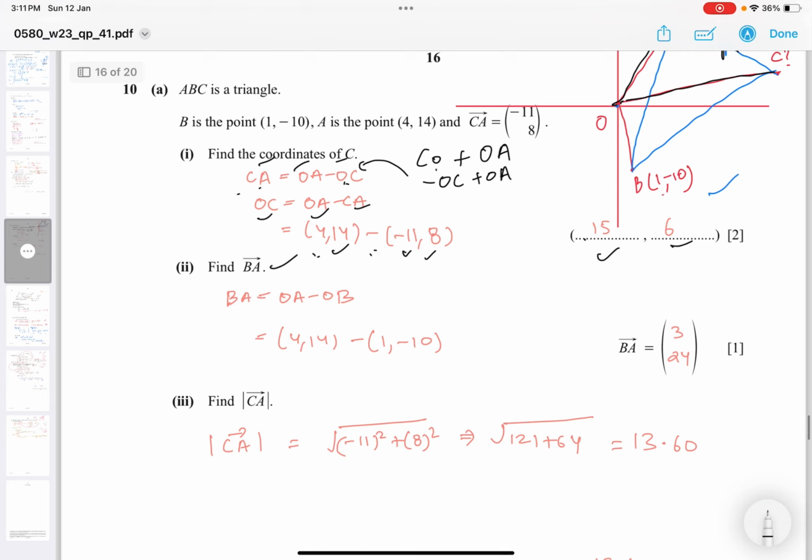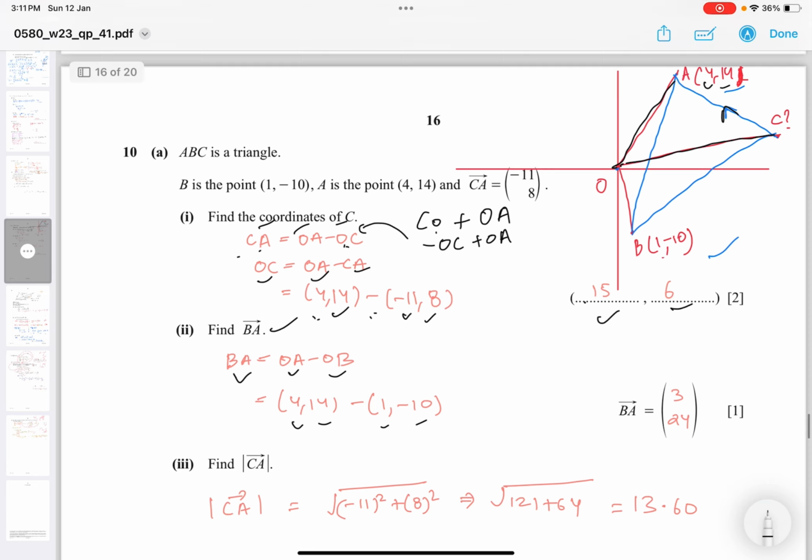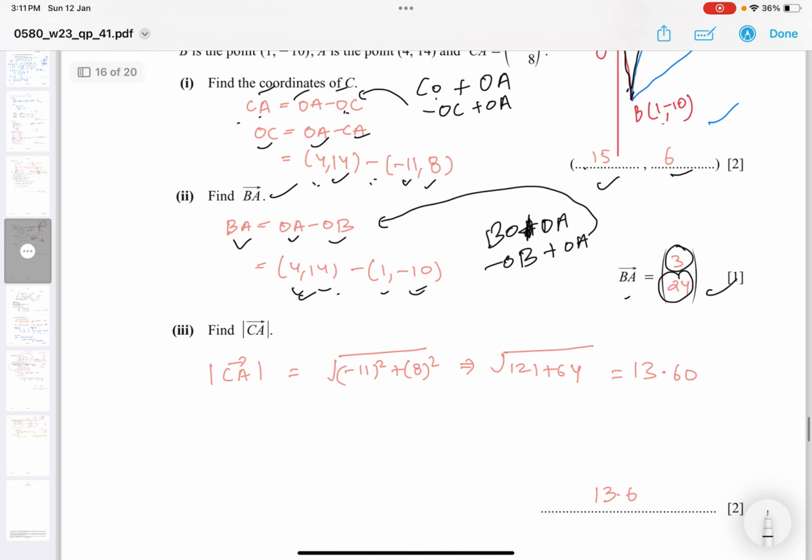Now let us move to find BA. In the same way, BA would be OA minus OB, and that would give us 4, 14 minus 1, negative 10. How come OA minus OB? We have to find BA, so there are two ways to go from B to A. The first way is the straight way, and the second way is BO plus OA. Can we write BO as negative OB plus OA? That would give us OA minus OB. So OA, which has already been given to us, minus OB. So the BA vector would be 3, 24. Now we have to find the magnitude of CA.